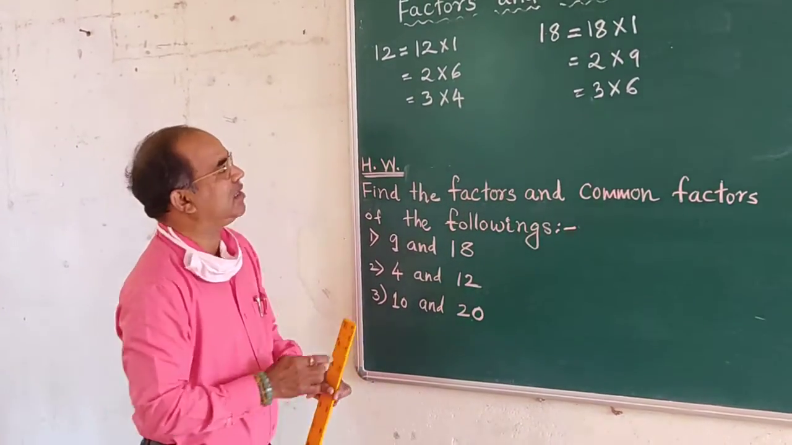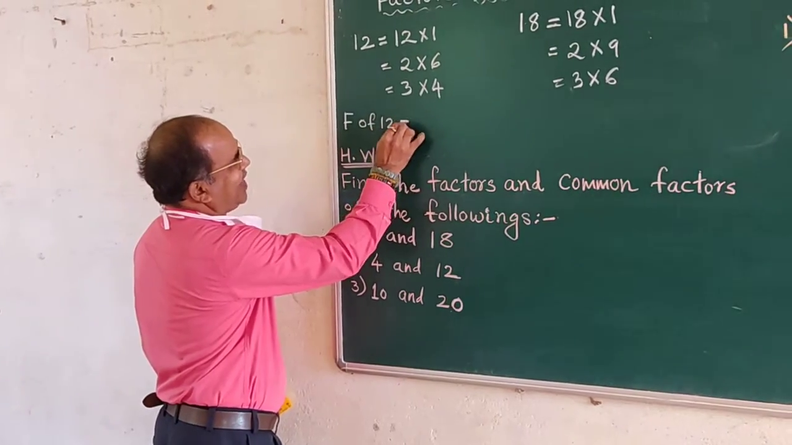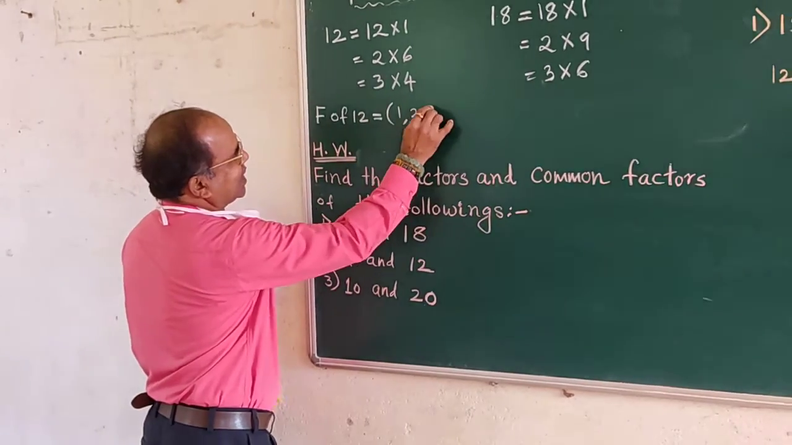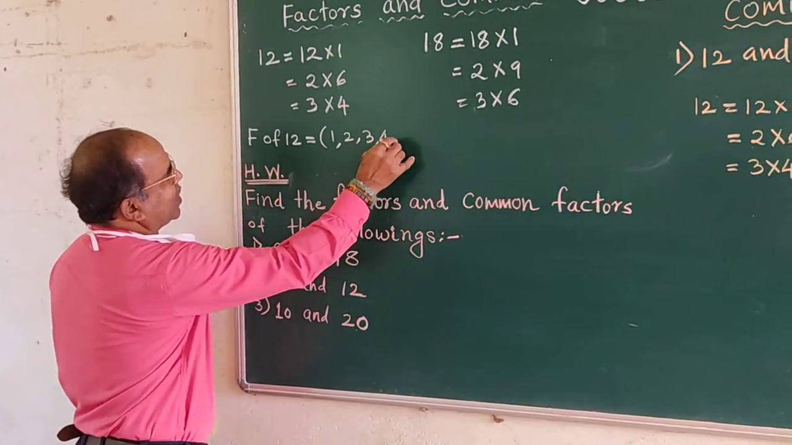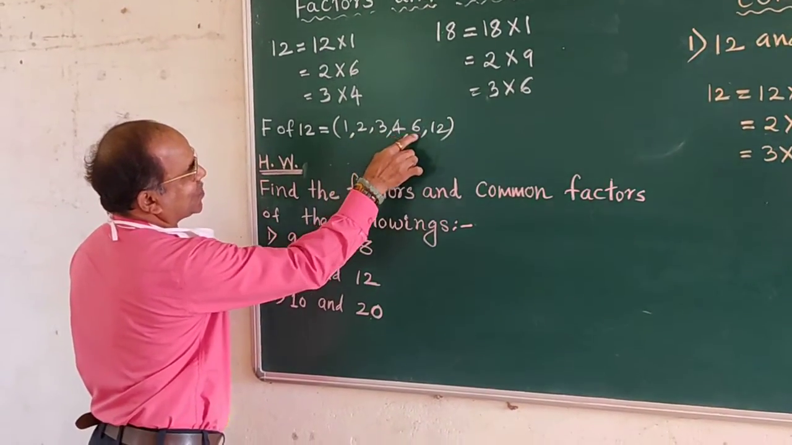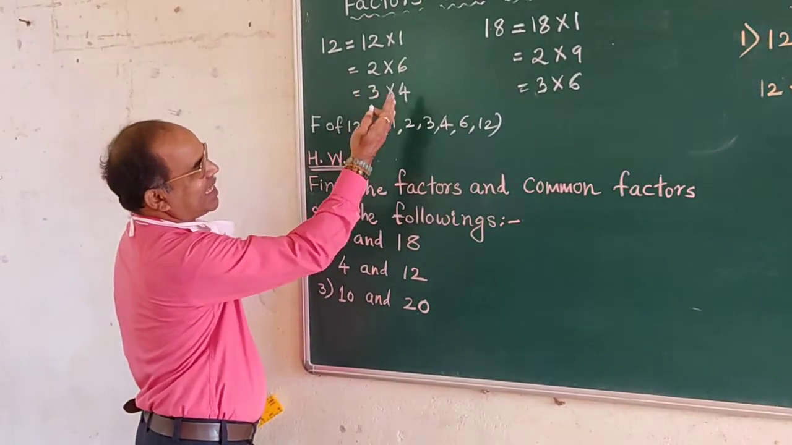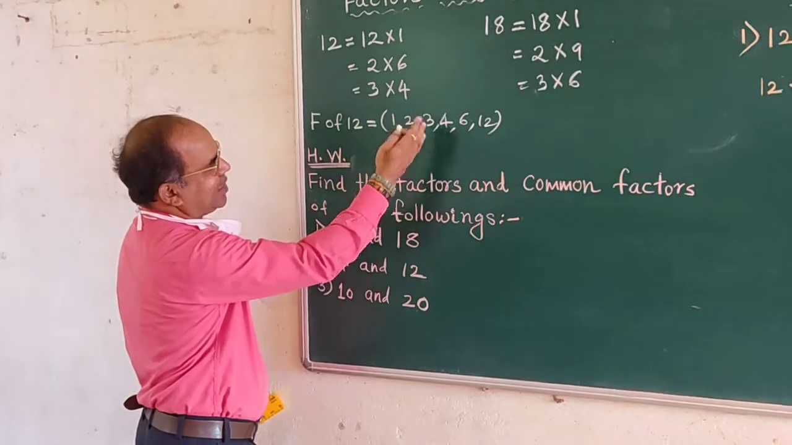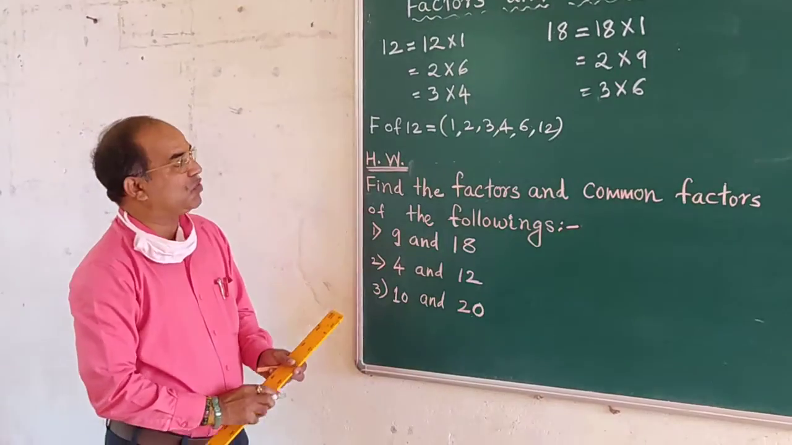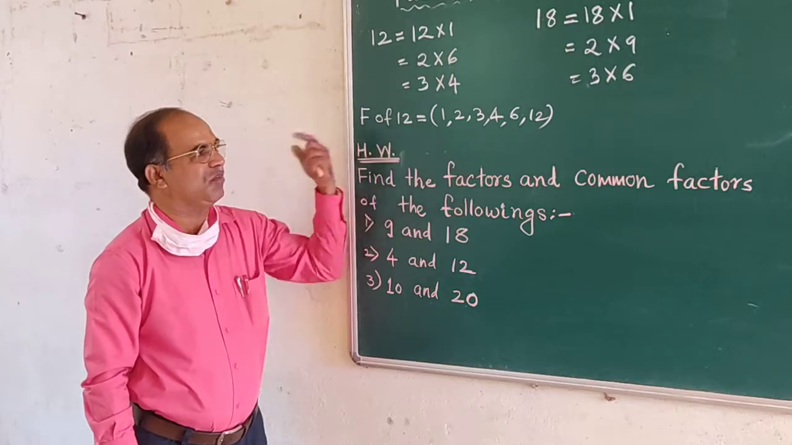So you can now write factors of 12 is equal to 1 is a factor, then the next number is 2, then 3, 4, 6 and 12. You go serially. First you write 1, then what is the next number? That is 2, the next number is 3, the next is 4, like that. So all these are the factors of 12, because 12 is exactly divided by these numbers.